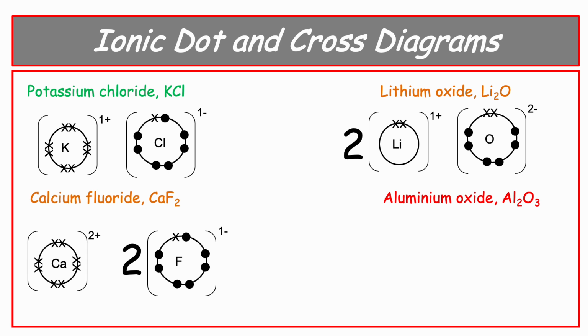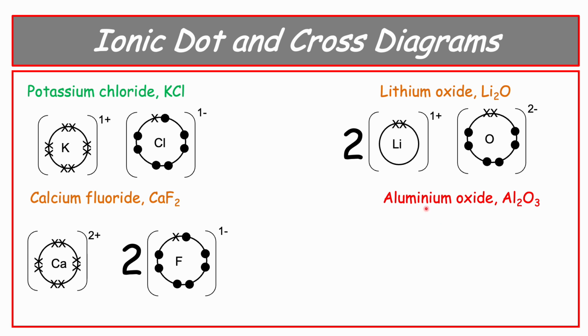It's a very similar situation with calcium fluoride. Calcium's in group 2, so it loses 2 electrons, but fluorine is in group 7, so it gains 1 electron. Therefore, I need 2 lots of the fluoride ion. Each one is going to gain 1 from calcium to make sure calcium has a full outer shell, and 2 fluoride ions have a full outer shell as well.